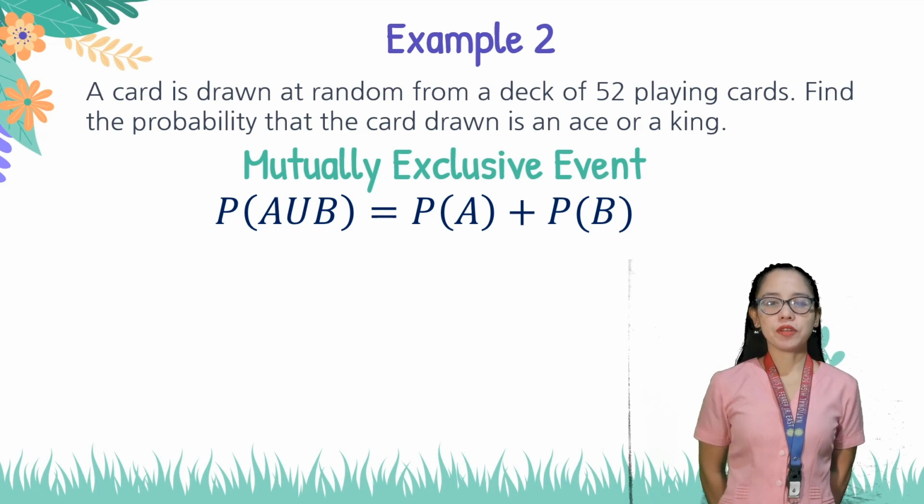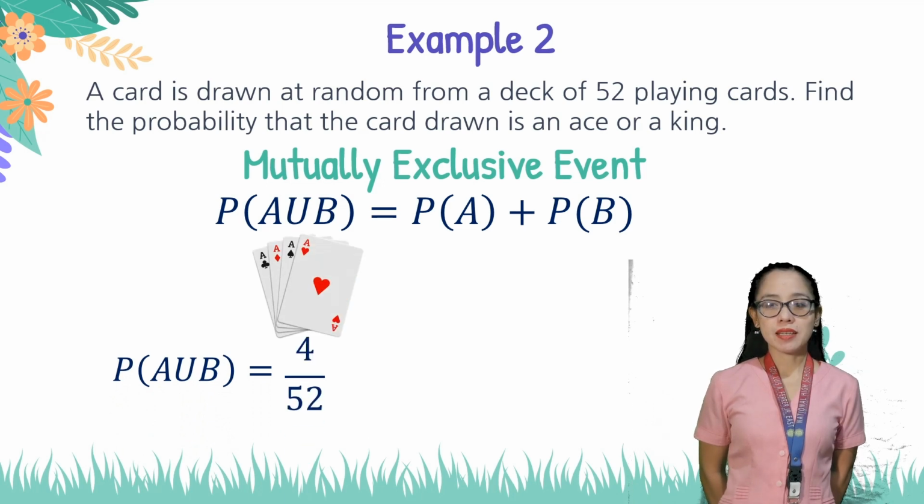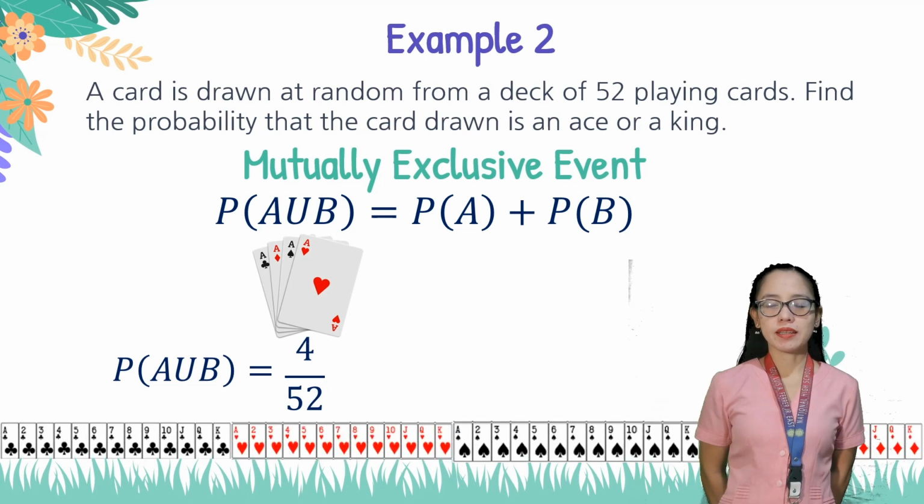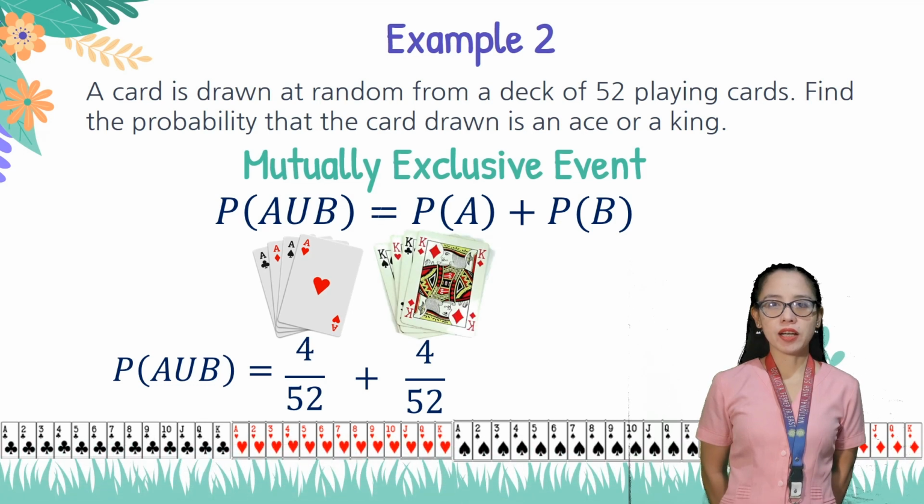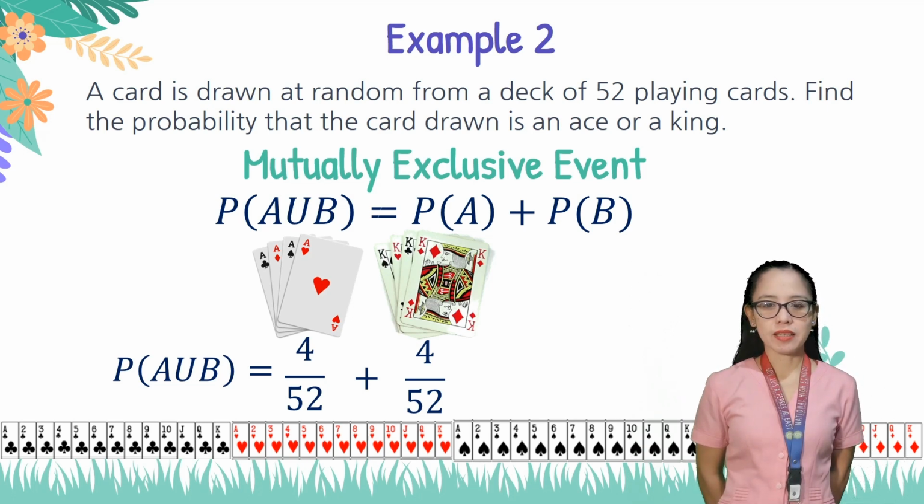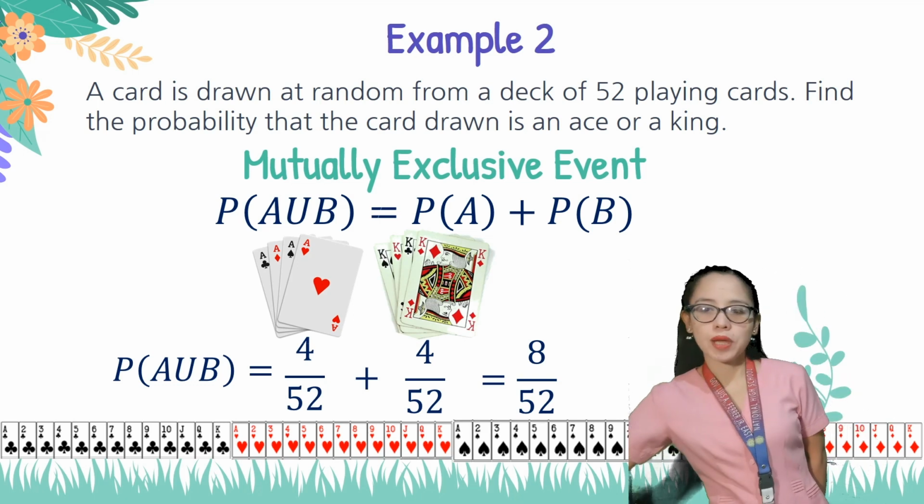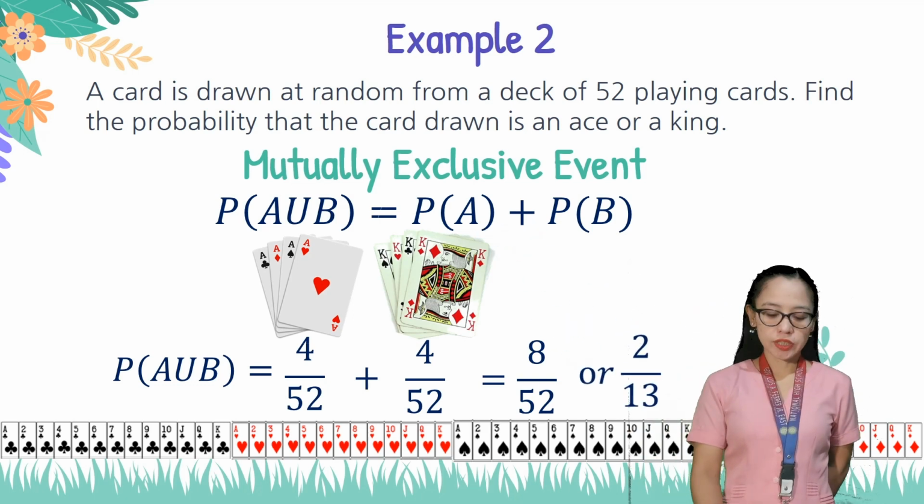The probability of getting an ace is 4 over 52 since we have 4 ace and we have total of 52 cards in a deck of cards. The probability of getting a king is 4 over 52. We have 4 king and we have total of 52 cards in a deck of cards. So the probability of selecting an ace or a king is 8 over 52, or simplifying it, we have 2 over 13.